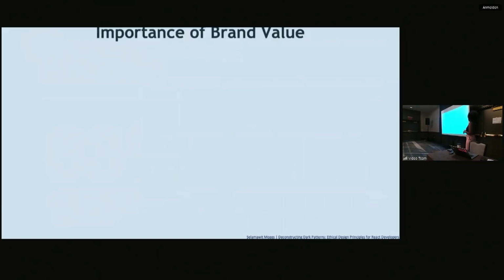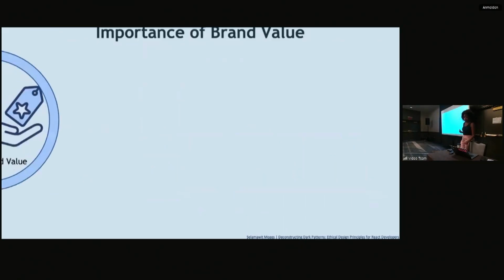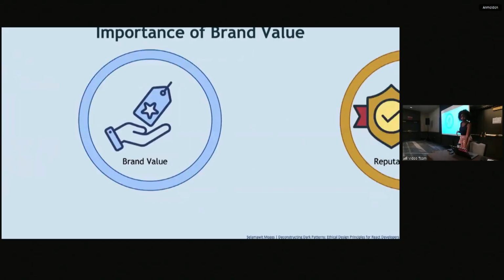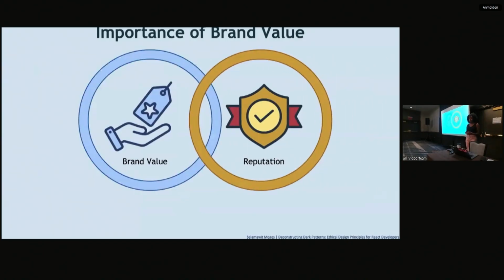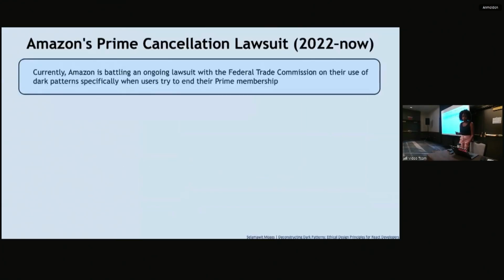Next, we'll be looking at the importance of brand value. Now, brand value itself is closely tied to reputation and ultimately revenue. So avoiding deceptive design decisions protects the brand and helps companies stay ahead of regulation and lawsuits. So let's take a look at Amazon Prime's cancellation lawsuit as an example. We'll talk about this more later, but currently, Amazon is battling an ongoing lawsuit with the FTC, or the Federal Trade Commission, on their use of dark patterns, specifically when users try to cancel their Amazon Prime membership.